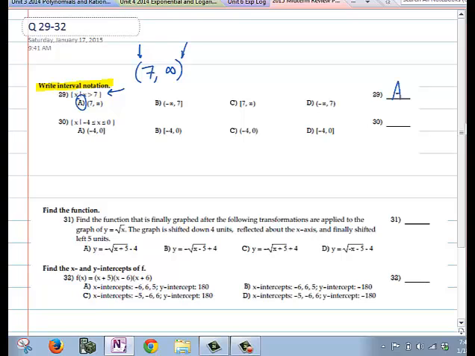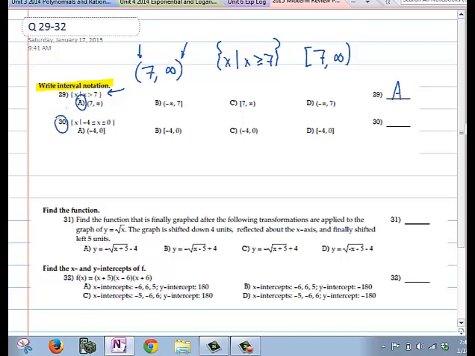Now, on the off chance that they said x such that x is greater than or equal to 7, the interval notation would be open bracket 7 comma infinity. So that would be a different problem, but I just want to show you by contrast when you use that square bracket.